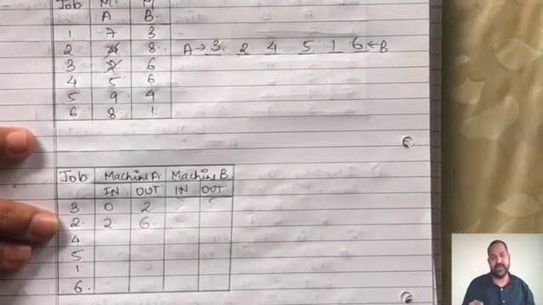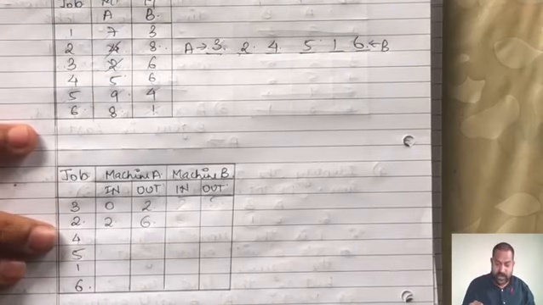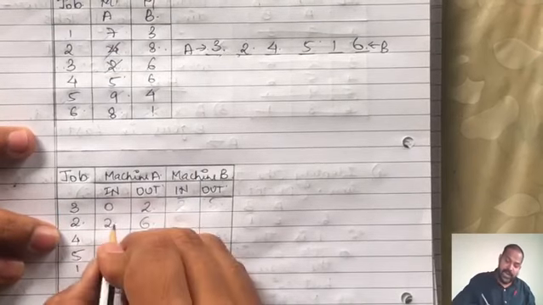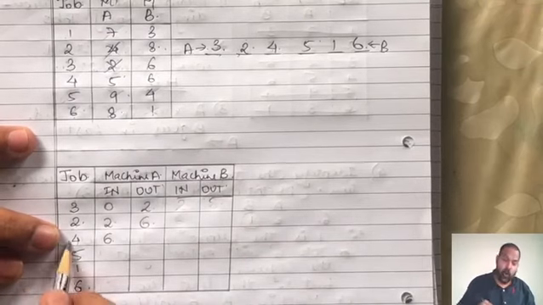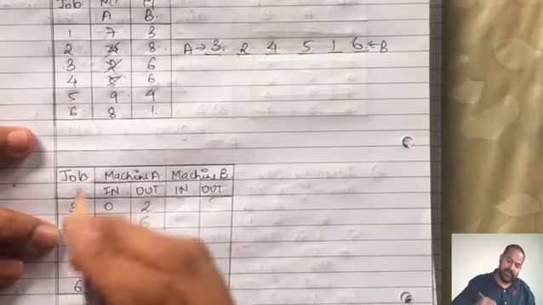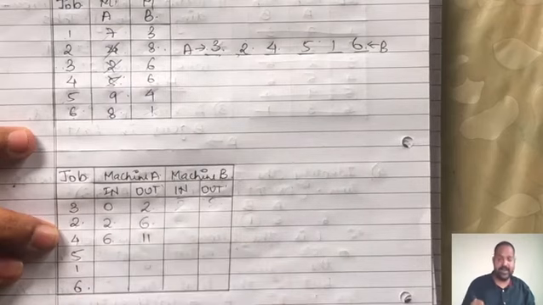2 on A is done. Then it picks up 4. When will it pick up 4? It will pick up 4 at 6 hours. 4 on A takes 5 hours. 6 plus 5 is 11.